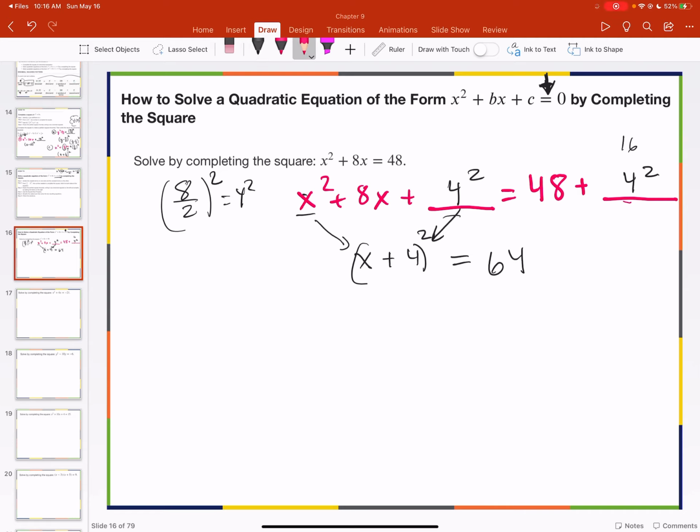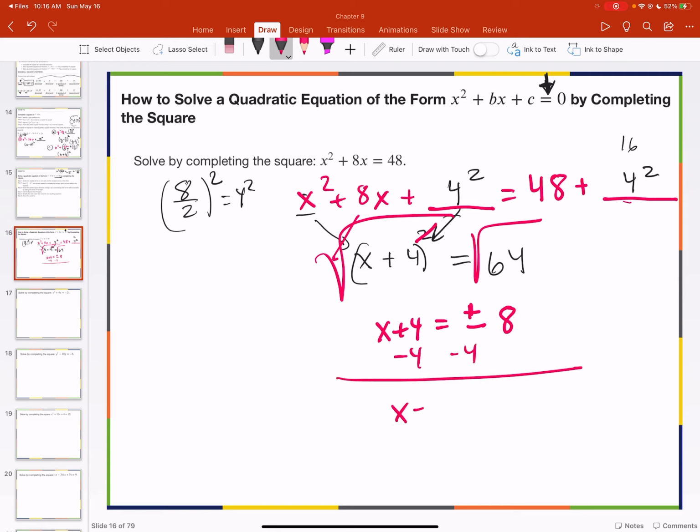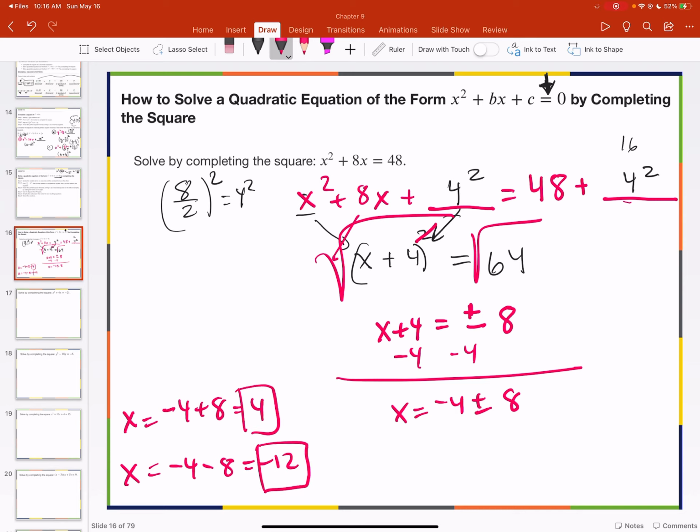Okay, so now to solve this, we take the square root of both sides. That cancels out this 2 right here. We get x plus 4 is equal to plus or minus the square root of 64, which is 8. Minus 4 from both sides, x is equal to negative 4 plus or minus 8. So then you have two answers: negative 4 plus 8, which is 4. And then you have x equals negative 4 minus 8, which is negative 12. So those are your two answers.